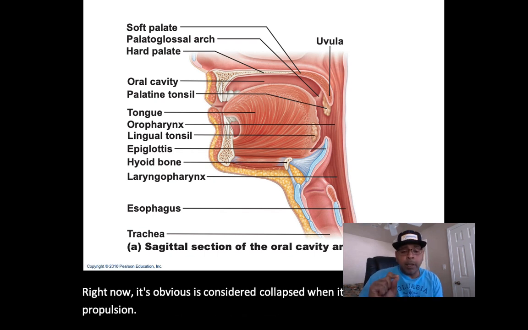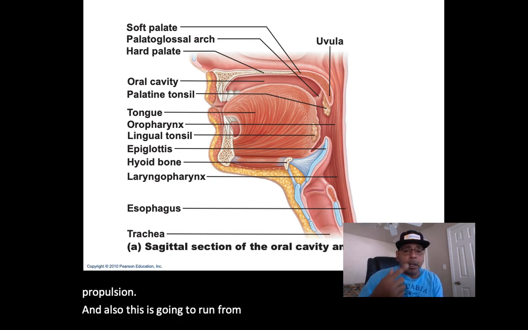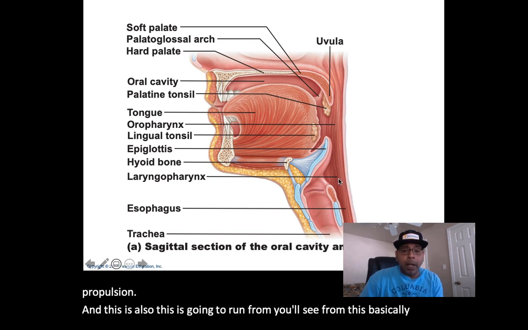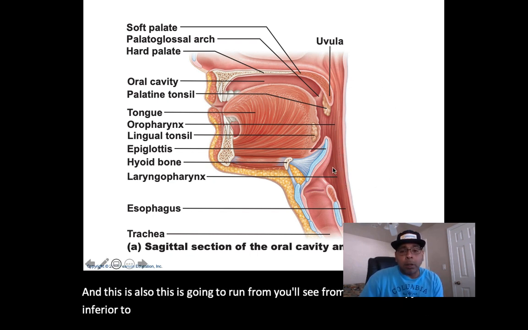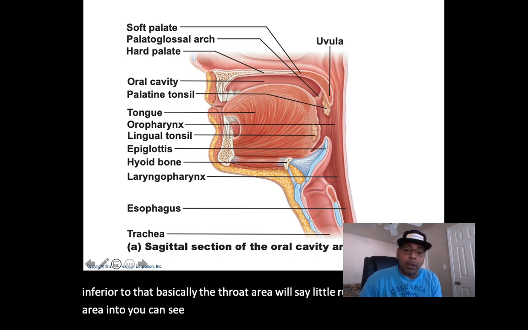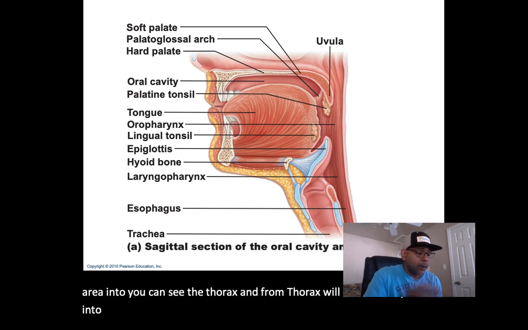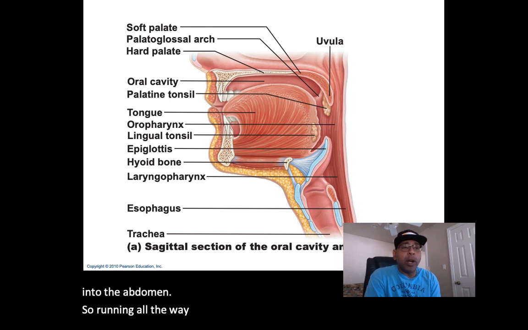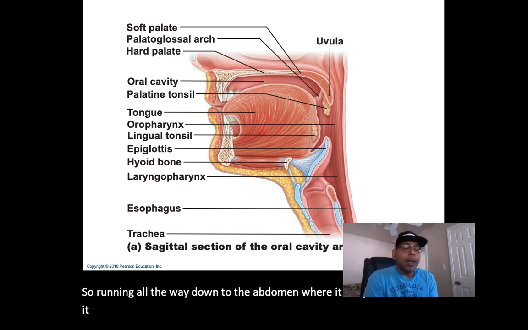And this esophagus is going to run from basically just inferior to the throat area into the thorax, and from the thorax it'll make its way down into the abdomen. So running all the way down to the abdomen, where it will join the stomach. It joins the stomach at the cardiac orifice.